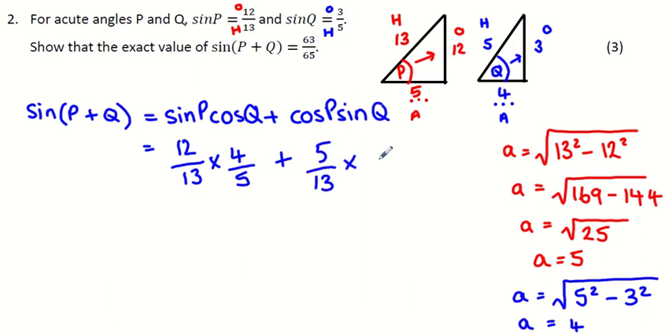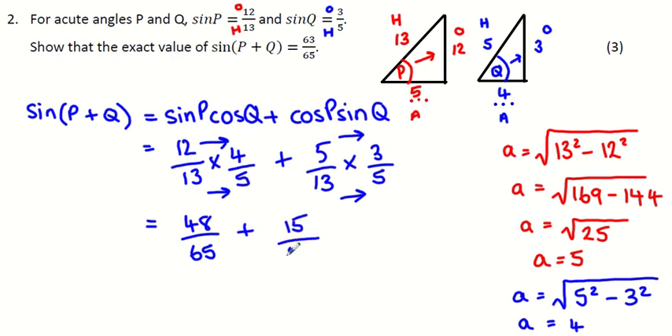Sine Q was given in the question, that's 3/5. Multiply the numerators together. So 12 times 4, 48 over 65, and 15 over 65. And that gives you what we wanted, 63 over 65.